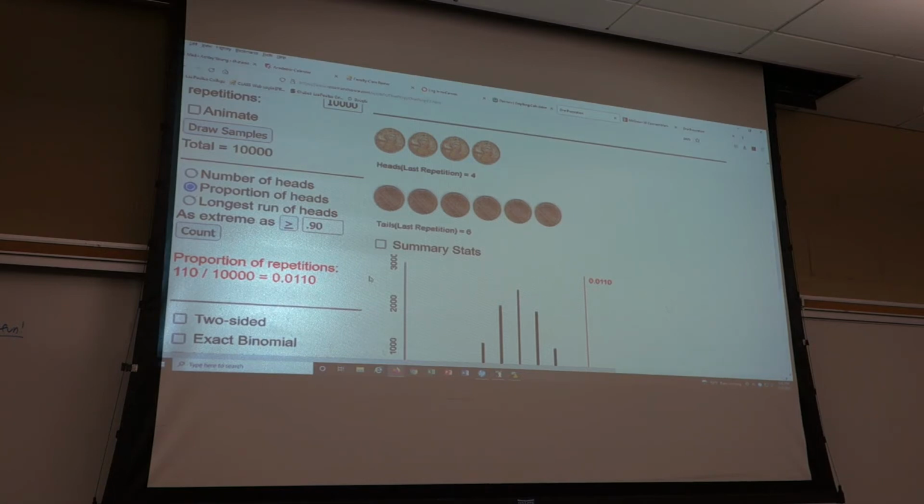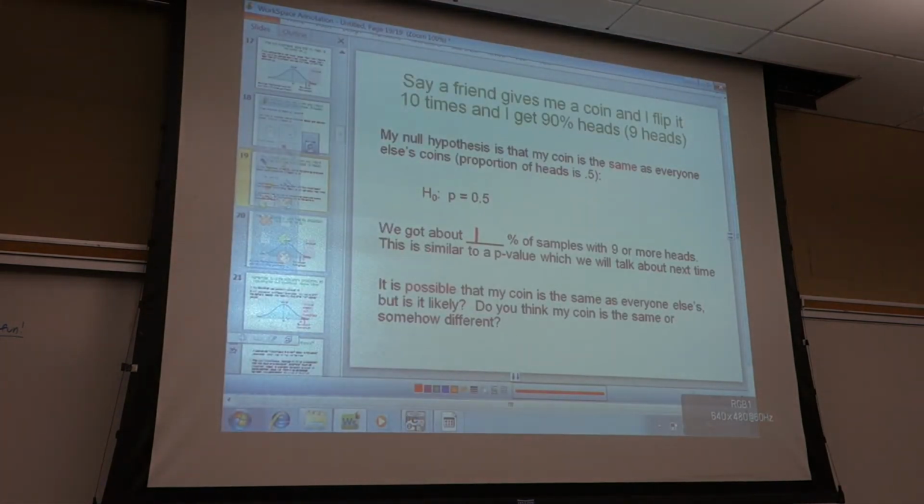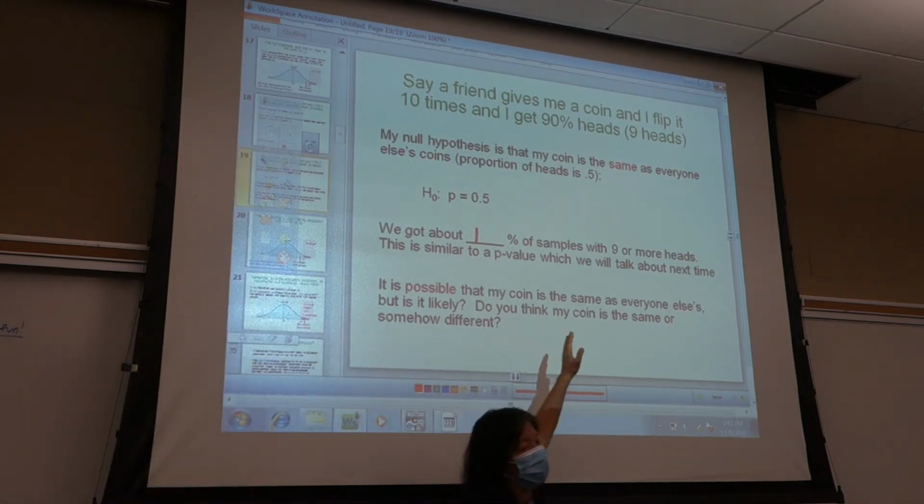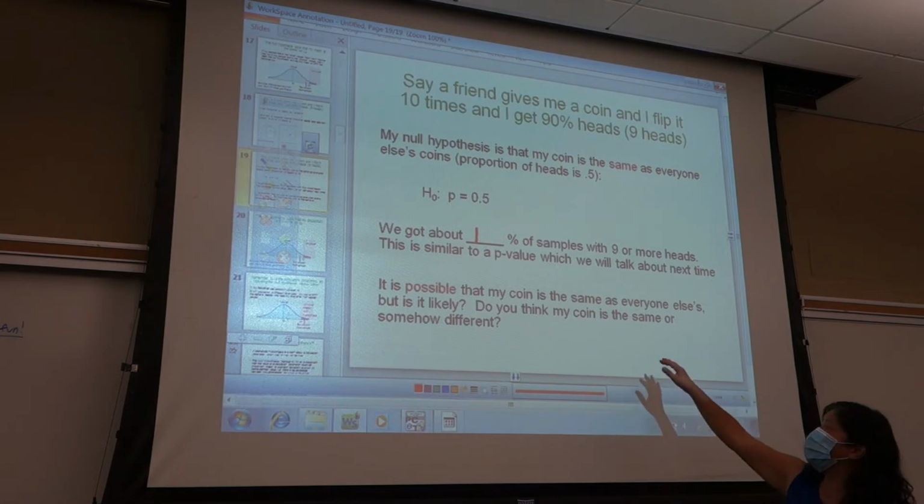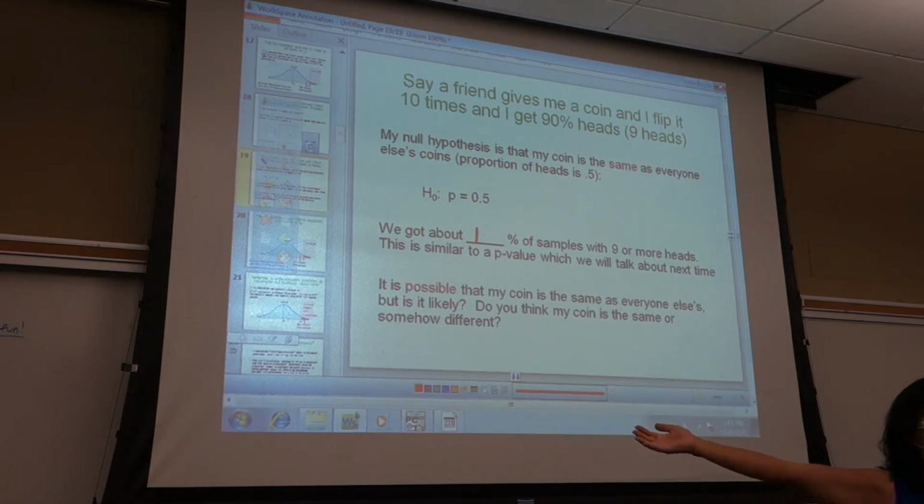So here, again, remember my null hypothesis is that my coin is the same as the rest of the world, so it should be 50%. But we got about 1% of samples that had 9 or more heads. So the probability of getting 9 out of 10 heads is slightly over 1%. What's our general guideline for unusual? 5% or less. Is this unusual?